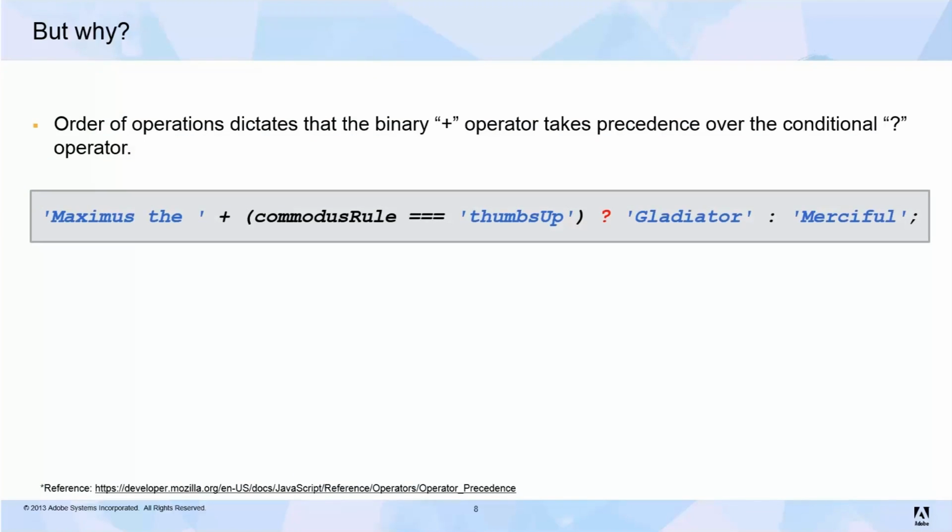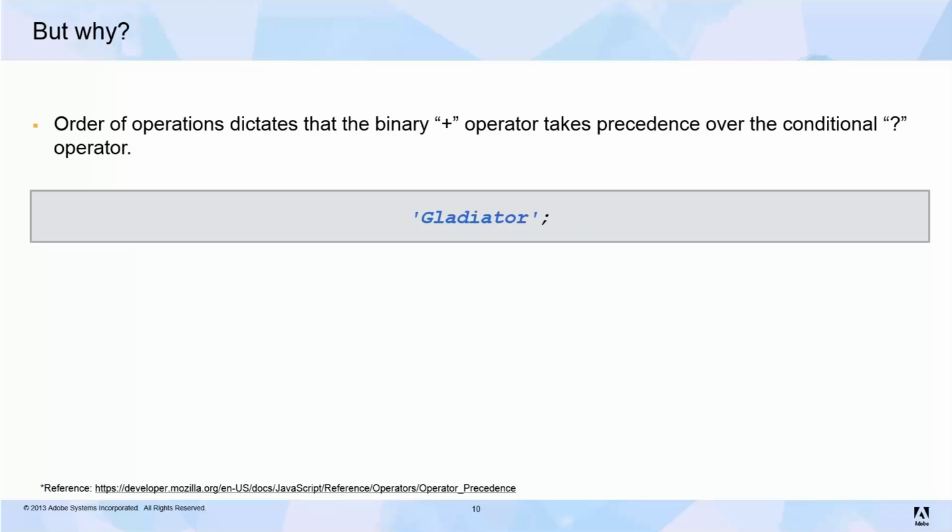And so knowing this now, within the braces, Commodus's rule, triple equals thumbs up, that's going to equate to true. But since the plus operator has precedence, it will actually concatenate Maximus D with the true instead of evaluating the ternary operator. So that actually turns into this. And then Maximus D true becomes the equivalent statement, and that's obviously not false because it's not null, and so it returns gladiator.